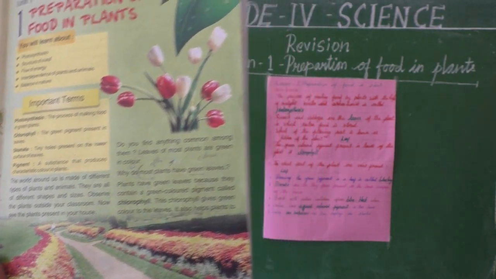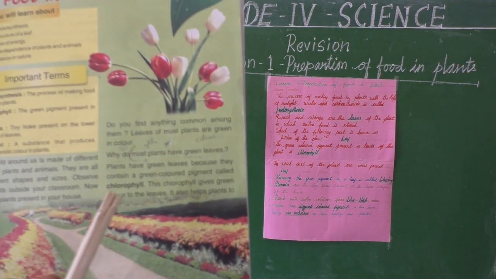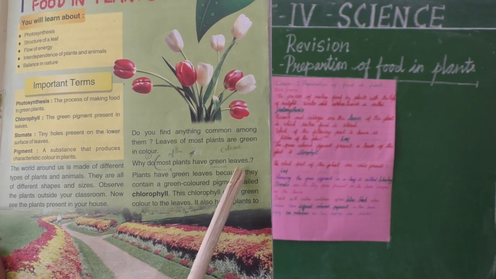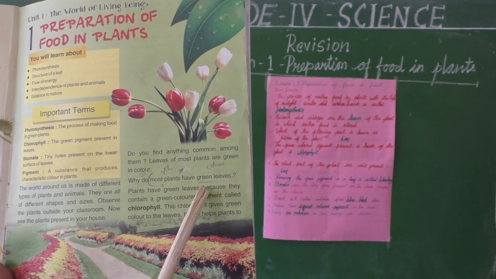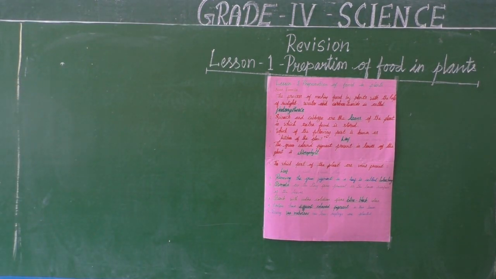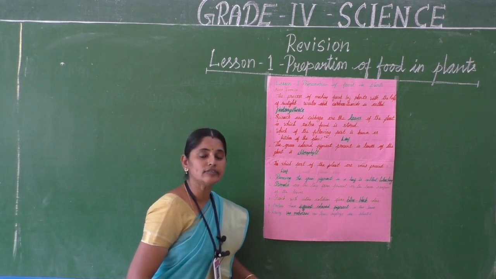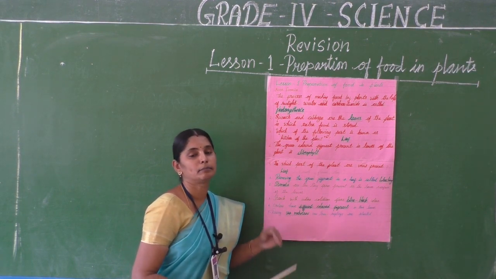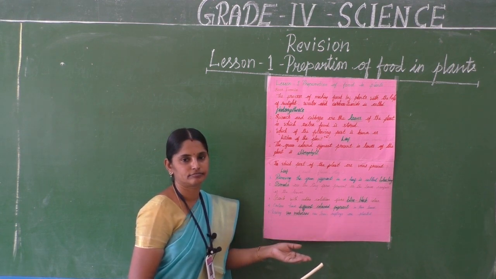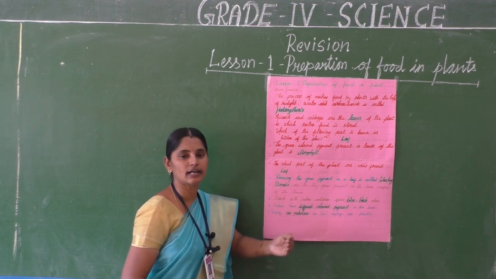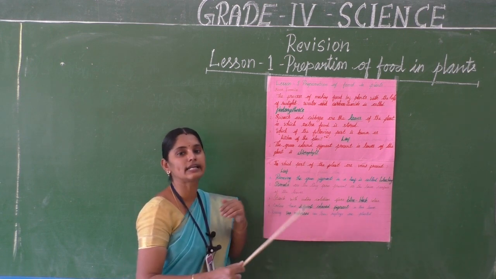Here they'll ask, why do most plants have green leaves? Okay, that's the question. So what will be the answer for this question? Why do most plants have green leaves? Okay, here the leaves are green because of the green pigment present in the leaf. Why do the plants look green in color? Because they have the green pigment.